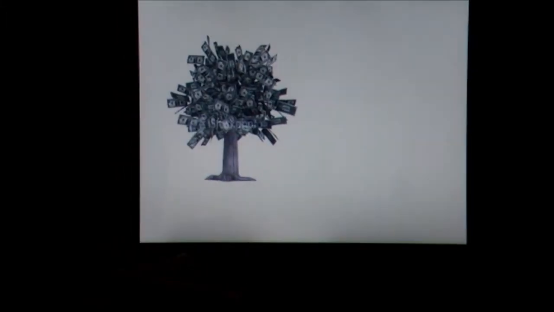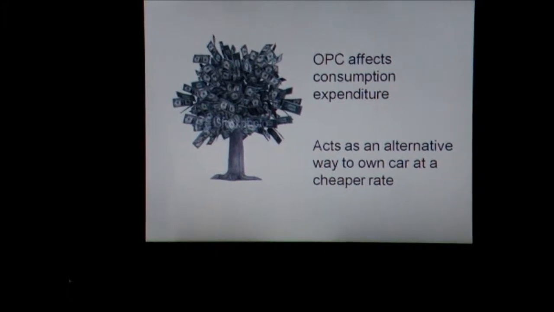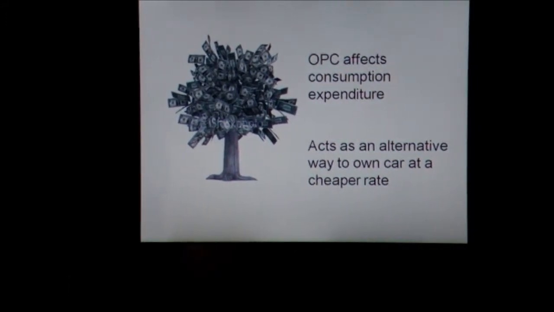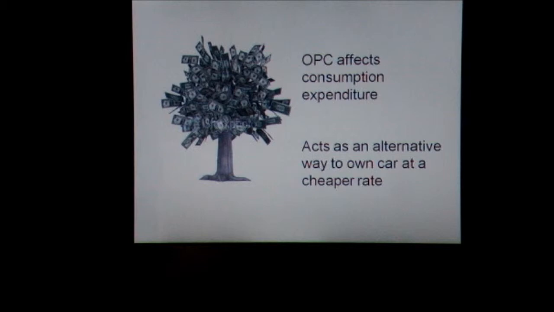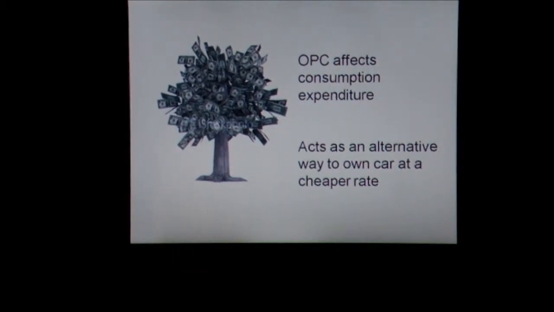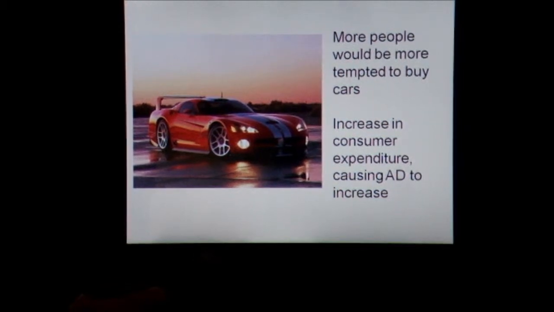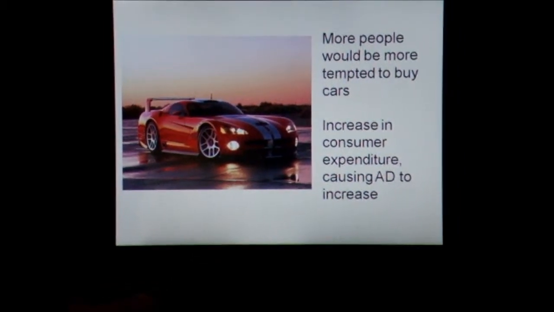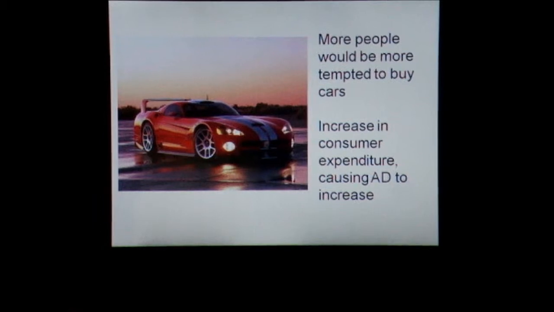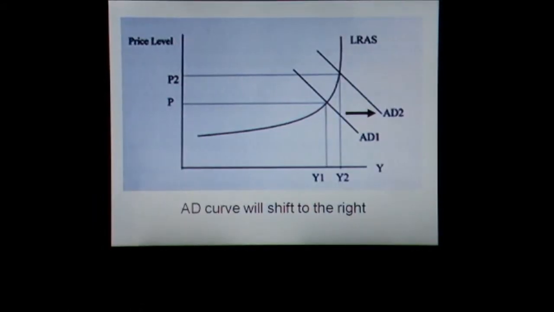Now I'd like to use the aggregate demand to explain the OPC scheme. The OPC scheme affects the consumption expenditure, which is a component that makes up the AD, as OPC acts as an alternative way to own a car at a cheaper rate. More households will be tempted to buy cars. This causes an increase in consumption expenditure and causes AD to increase. As such, the AD curve will shift to the right.